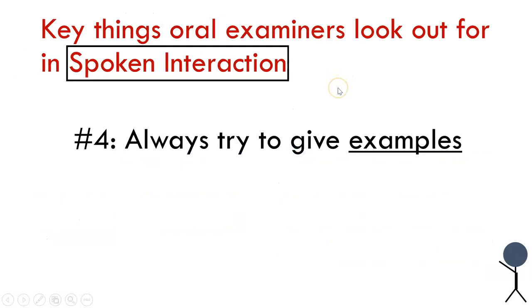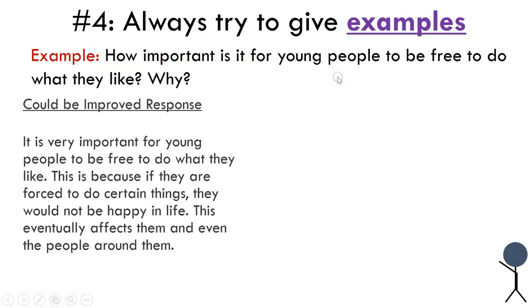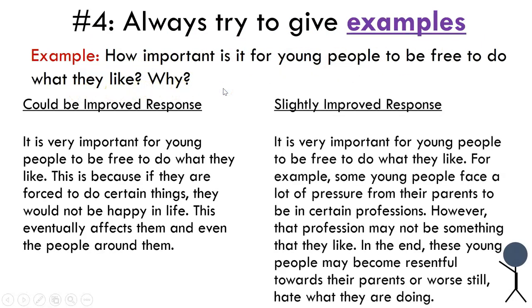Okay, moving right along. Always try to give examples. For example, this question here, how important is it for young people to be free to do what they like? Okay, why? So same thing, these two responses, they start out the same way, but the second one gives examples, right? The first one talks about it in general, like, okay, it's important for young people to be free to do what they like. I don't know whether you agree. I believe you do agree with that.